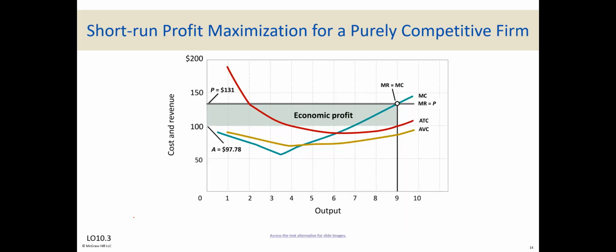And the graph illustrates profit maximization in the short run. The firm produces 9 units. How do we know? We know that we need to find the MR equals MC point.